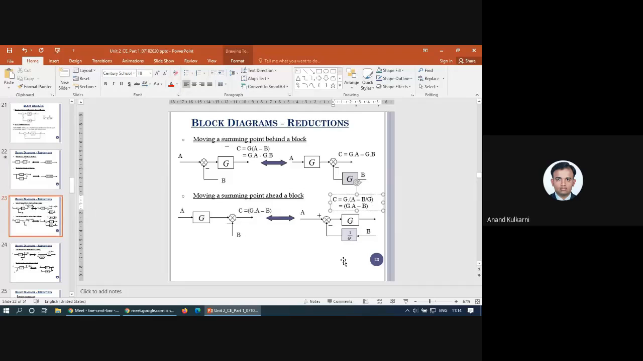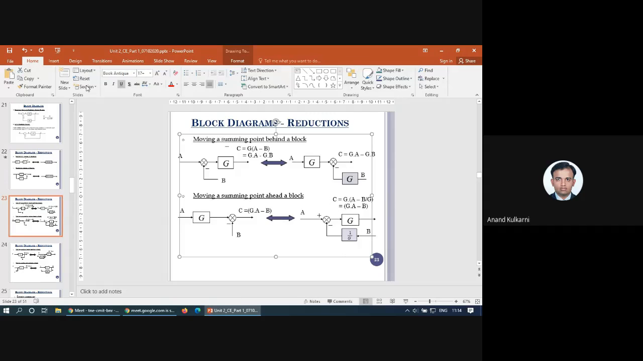Right. Now we are getting it. Correct. Okay. So just observe here. It will be G into A minus B by G. So if you multiply here, it will be G into A minus B. So remember, whenever we are taking the summing point forward, it will be multiplied. Whenever we are taking it back, it will be divided. Is it clear? Understood? Any doubts?